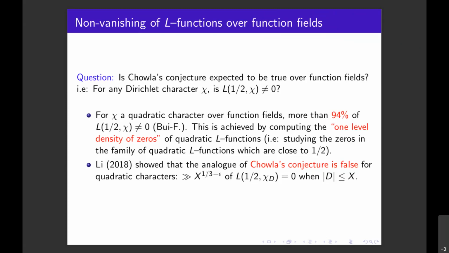However, one very interesting aspect of function fields is the fact that it turns out that the analog of Chowla's conjecture is actually false over function fields. So Wanlin Li showed that if we look at L functions associated to quadratic characters and we let the family have size roughly x, then more than roughly cube root of x of these L values can be equal to 0. So this is different from the number field setting. Notice that this is a small proportion of vanishing. It is still expected that 100% of the L functions are non-vanishing. However, they can vanish.